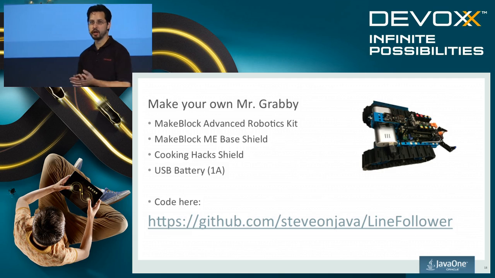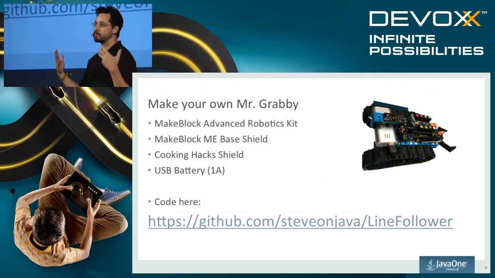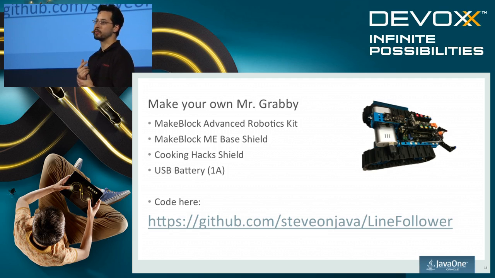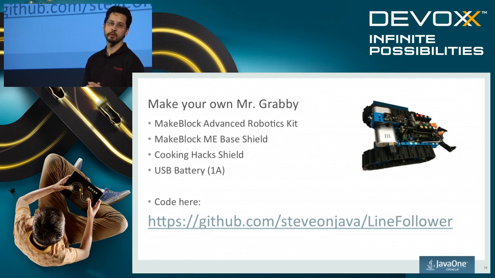So you'd need a Makeblock kit. Think of it like Legos for big kids. They give nice aluminum milled pieces with screws, and they're riveted in a way where you can attach screws at any point along any of the rods, so you can do fairly complex structures. The early version comes with the ME-based shield; the later versions have a built-in Arduino, and you'd rather get the one which has the base shield instead. Then a Cooking Hack Shield to hook up to your Raspberry Pi, and a 1-amp battery, which is what I'm powering the Raspberry Pi off of. I put all the code online as well, so you can check out the code on my GitHub repo to give it a shot for yourself.